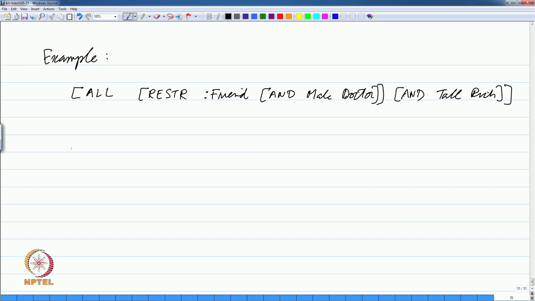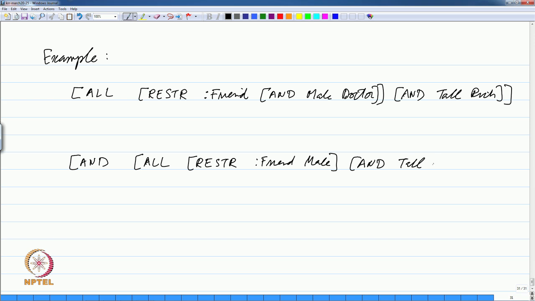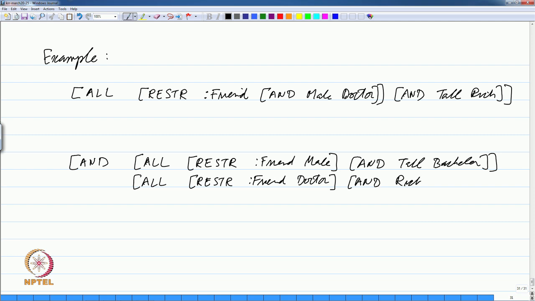We can also define another concept where you first talk about a certain class of friends whose all male friends are tall bachelors and whose all doctor friends are rich surgeons.